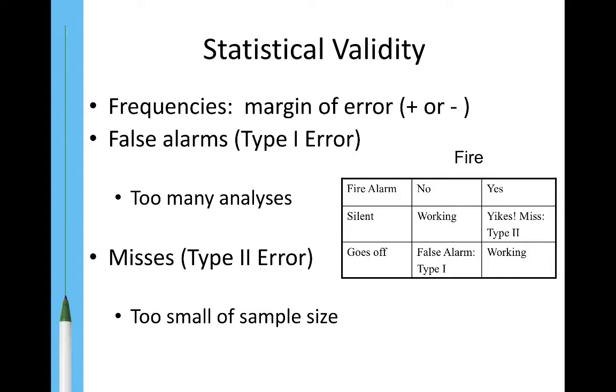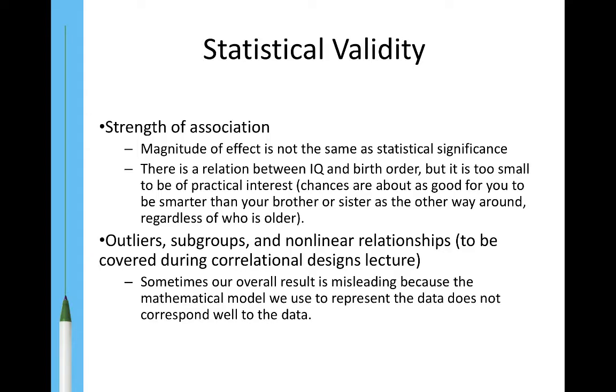There are well worked out ways of doing that. Right now, you're not in this class. You're not going to have to do that. But what you need to know is that it's possible, because of small samples, to miss real results. Okay, so that's the first part of statistical validity, which has to do with the kinds of mistakes that you can make when you do statistical significance testing.